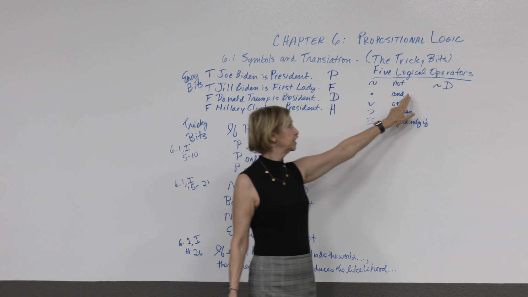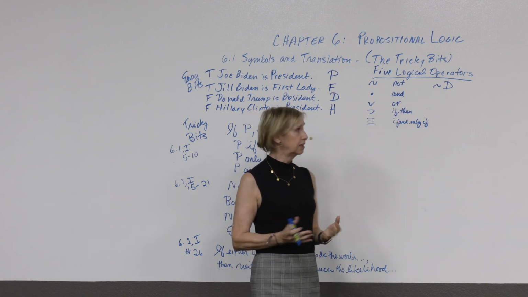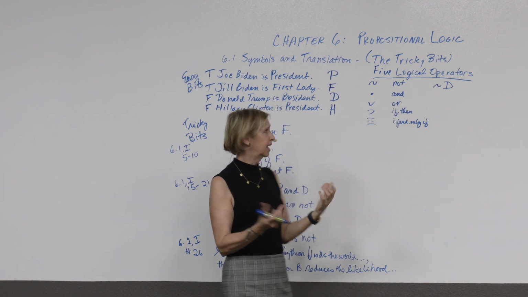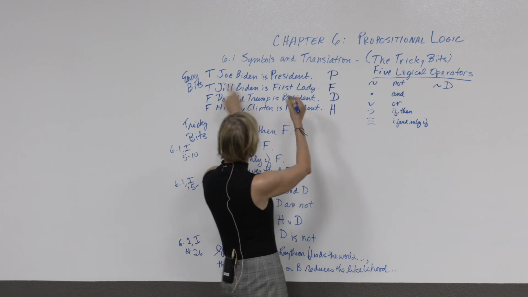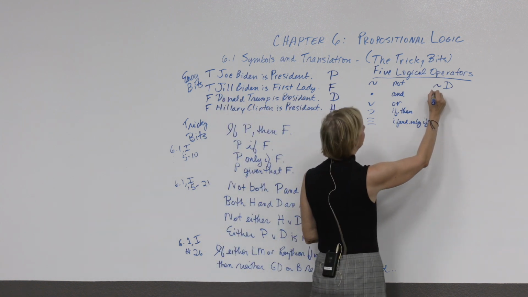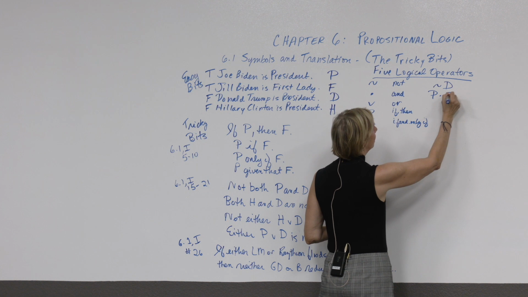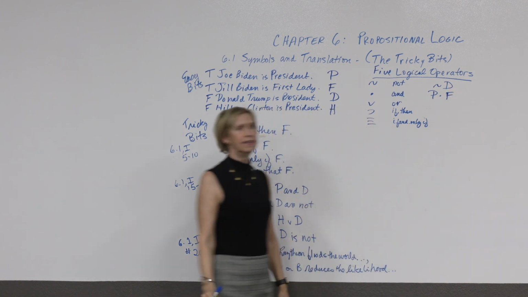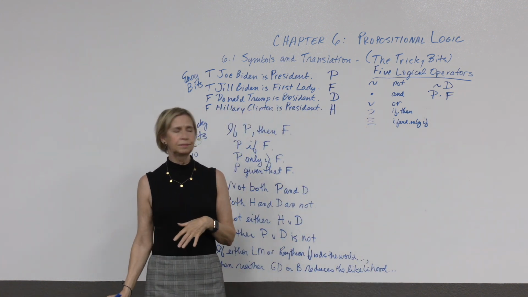Okay, and that represents the function of conjunction, putting any two statements together. So if we wanted to do a conjunction, it could be something like Joe Biden is president and Jill Biden is first lady, and that would just be a simple P dot F.